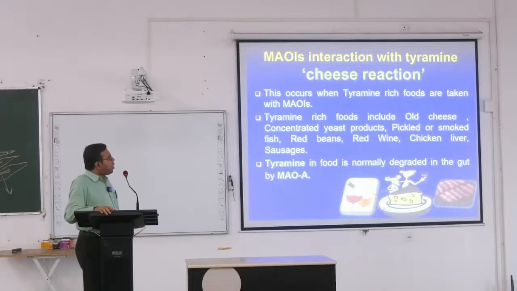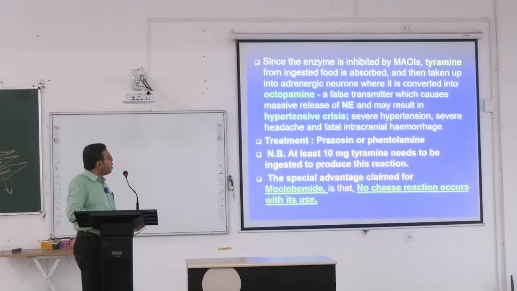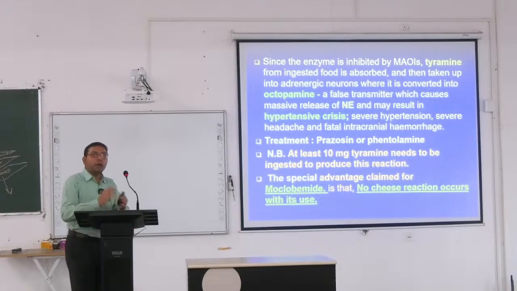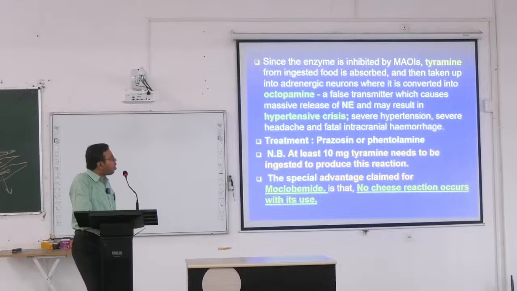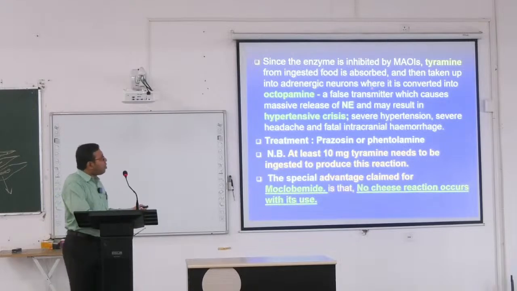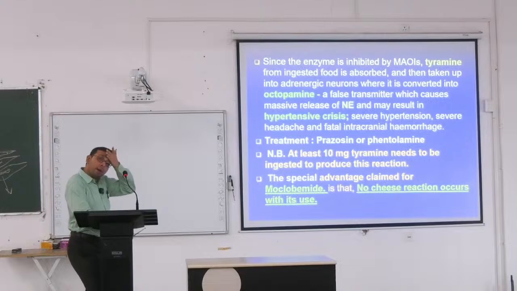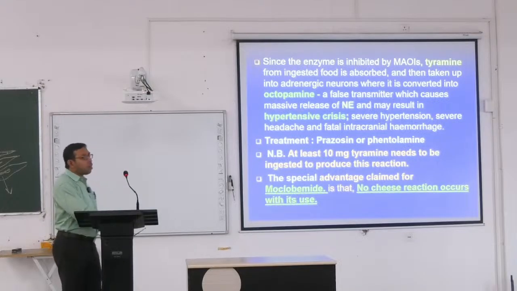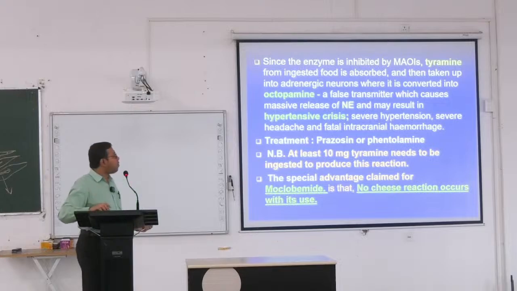Cheese reaction occurs when tyramine-rich foods are taken. Tyramine in food is normally degraded in the gut by MAO-A. MAO inhibitors just block this MAO enzyme, so tyramine from ingested food is absorbed and taken up into adrenergic neurons, where it is converted to octopamine. This is the main problem: octopamine is a false neurotransmitter which causes massive release of norepinephrine and may result in hypertensive crisis.